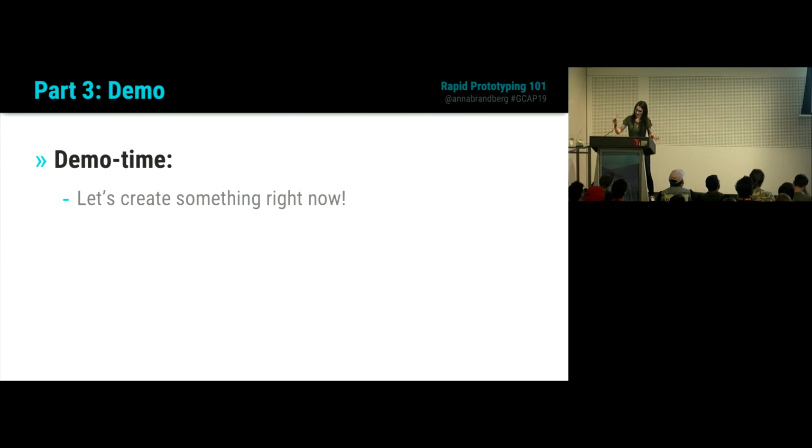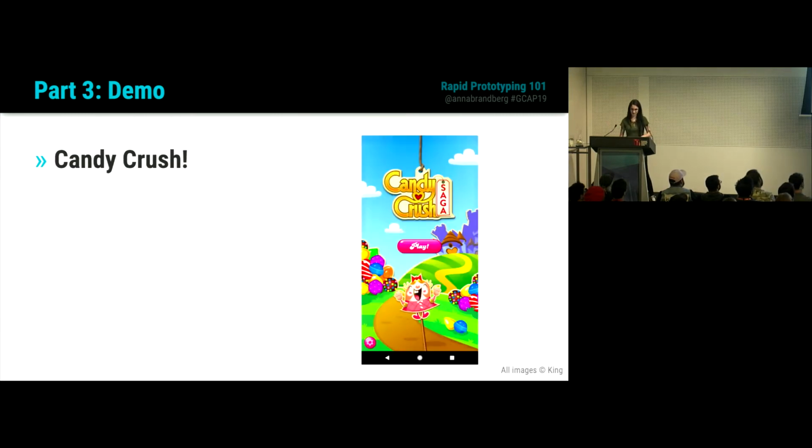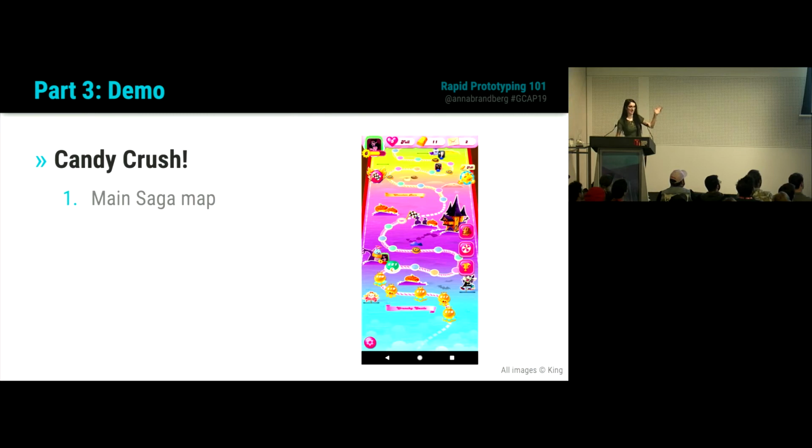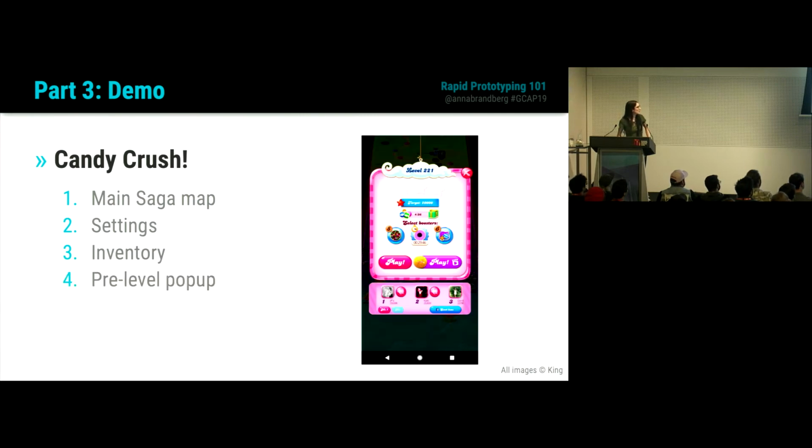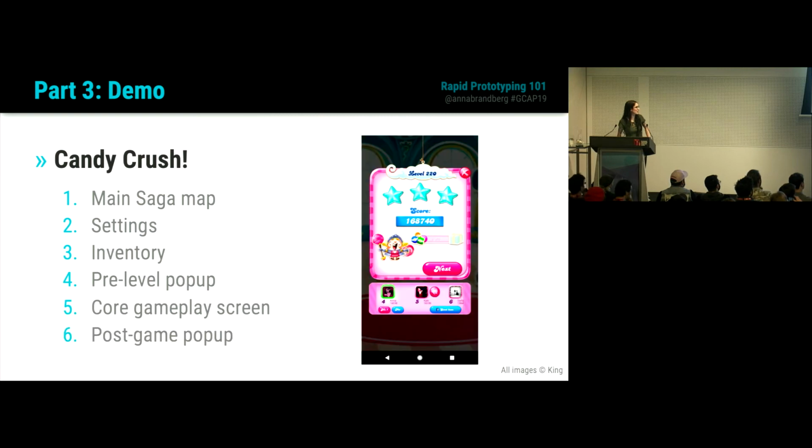But instead of me talking a bunch about how easy it is, let's just demonstrate it. Let's create something right now. This is a game that I suspect you're all familiar with, or at least most of you have heard of it. For the sake of time, instead of creating something completely unknown from scratch, I thought I'd just recreate something everyone knows. Because it makes it easier for you to know what I'm building and why, and what each thing is. So, say I was to create this completely fictional game about crushing candy. What would I need? I would need a main map, maybe a pop-out settings menu, an inventory, a little pre-level pop-up, the core gameplay screen, and then a post-game pop-up. That's a basic run-through of the basic functionality of Candy Crush.